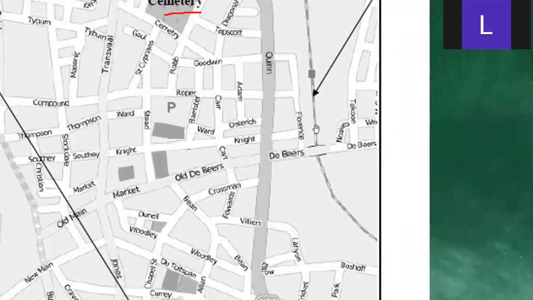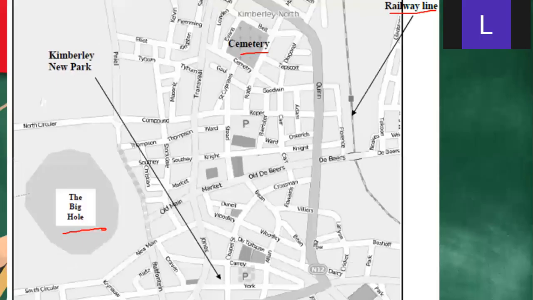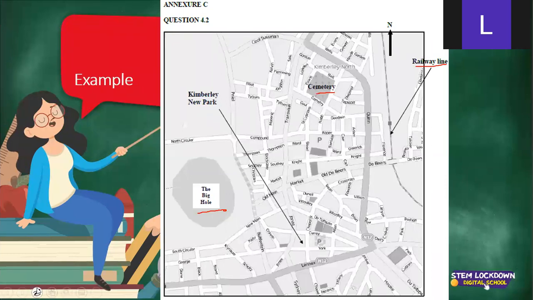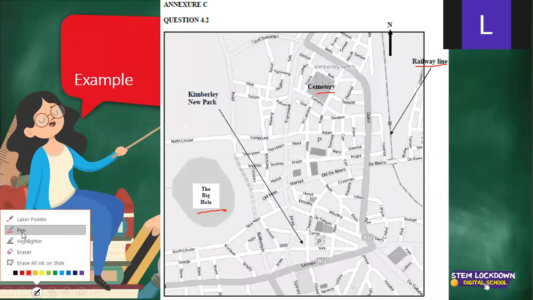This is the railway line. There's a street that goes over the railway line. What street is that? Give me your answers on the chat. What's the name of this street which goes over the railway line? Let me zoom back. I'm waiting for your answers.